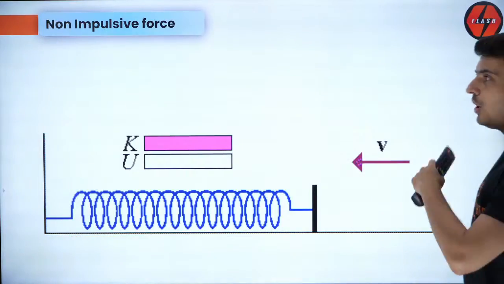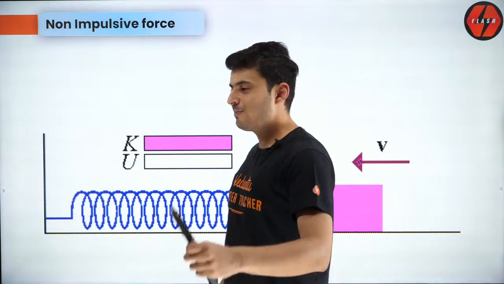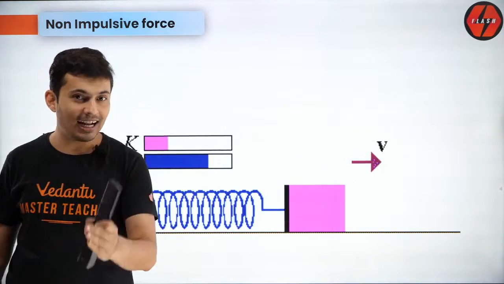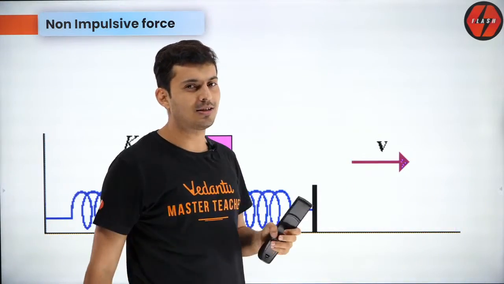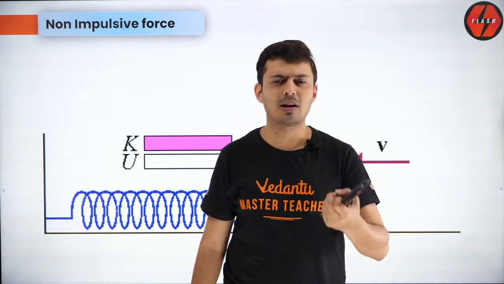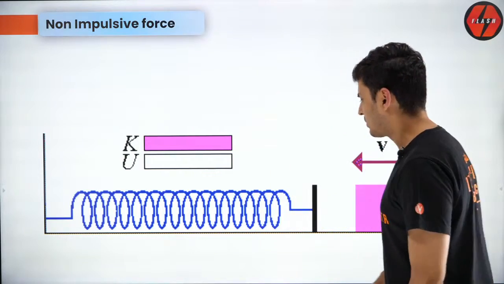Now, what is a non-impulsive force? What is a non-impulsive force? A non-impulsive force is that force which is hardly able to change the momentum even if it acts for a decent time. Just like the spring force. Look at that.